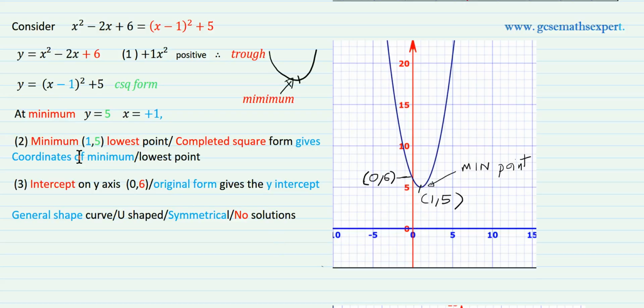Okay, so the minimum point is 1, 5. X is equal to 1, y is equal to 5. That's the lowest point. And the completed square form gives us the coordinates of the minimum, the lowest point. That's why it's so useful.